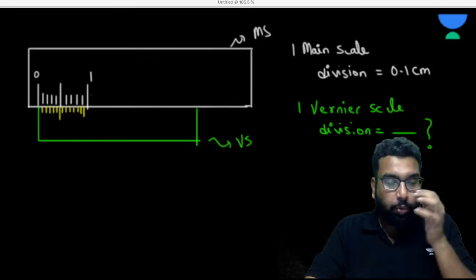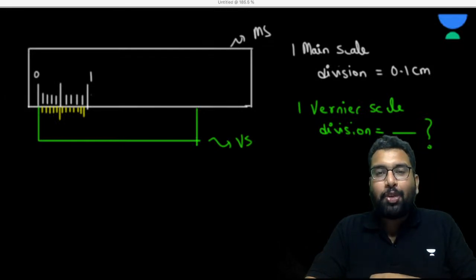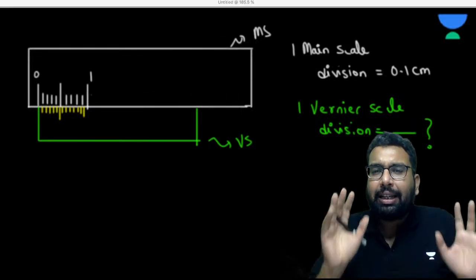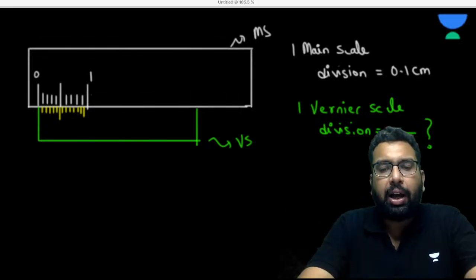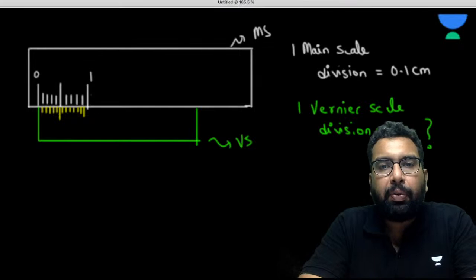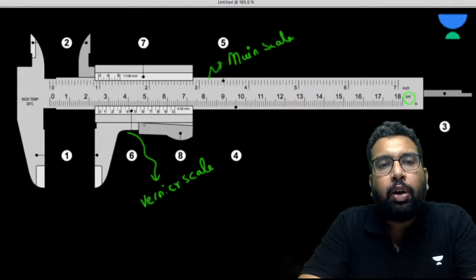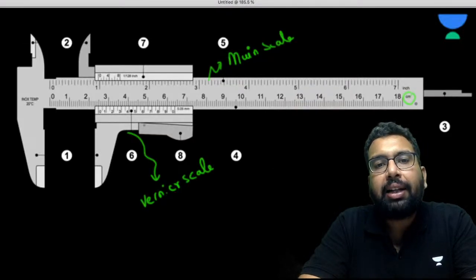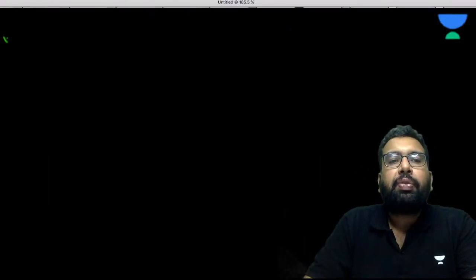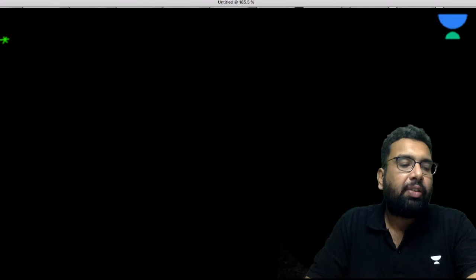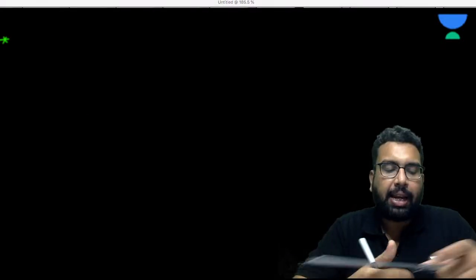Then, sir, how shall we proceed? Now, one thing is very clear if you observe the vernier caliper. Each division, please understand this, is what you see when you look at a practical vernier caliper as I am holding in my hand.